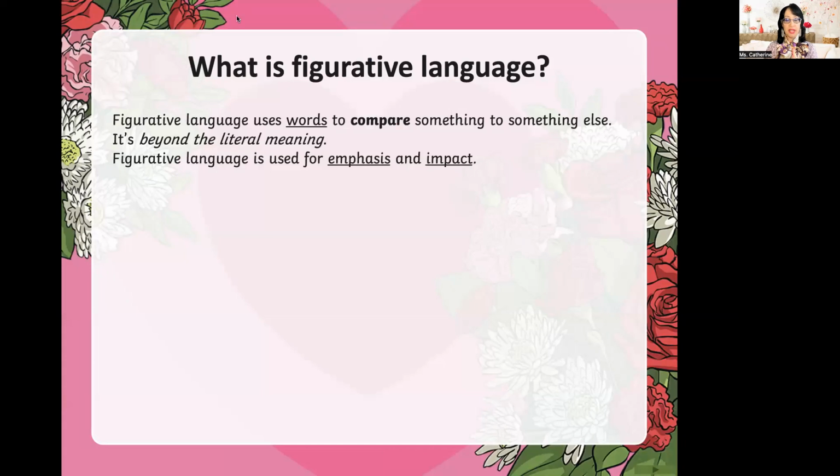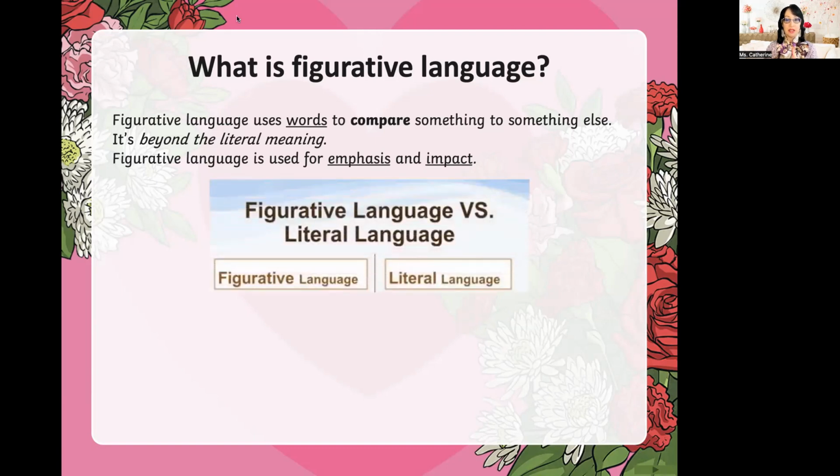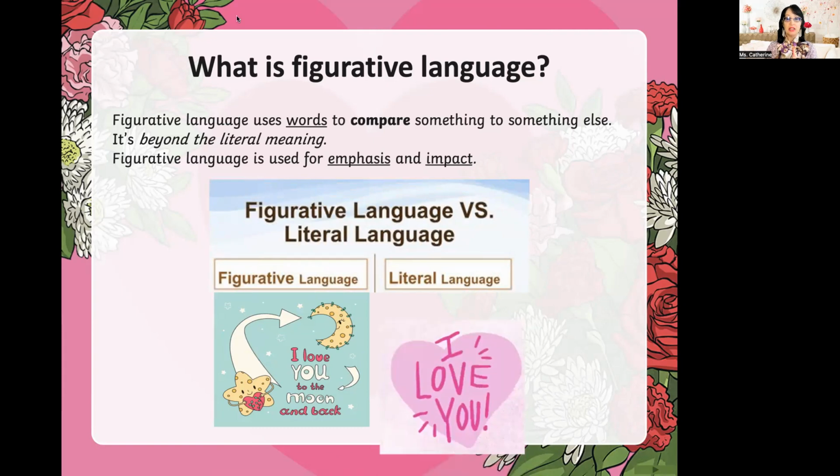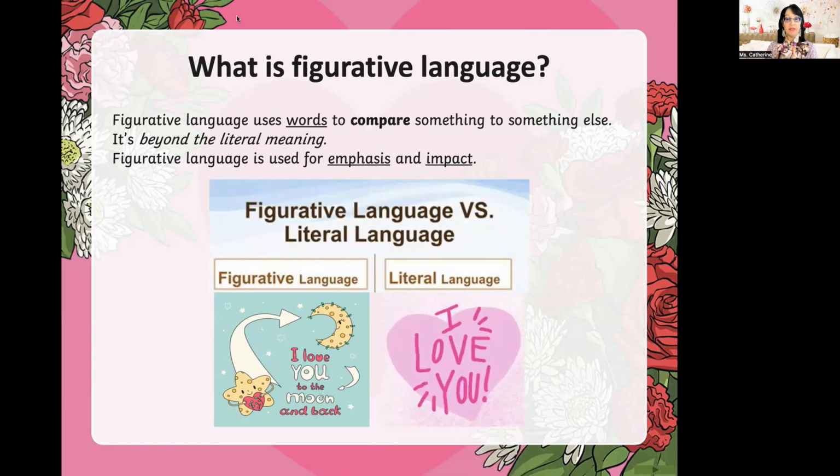What is figurative language? Well, figurative language uses words to compare something to something else. It's beyond the literal meaning. Figurative language is used for emphasis and impact. So let's have some examples on figurative language versus literal language. Figurative language would be, I love you to the moon and back. Literal language would be, I love you. You see the difference?